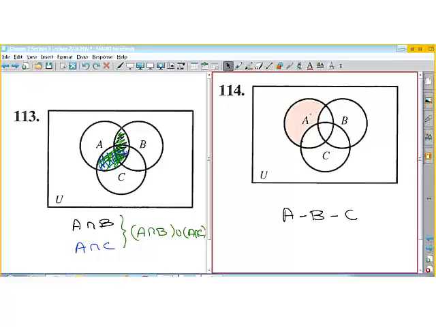All these parts that are out where it's just A is A minus B minus C, which is probably the same as A intersect B prime intersect C prime. I'm using that identity the other direction. So I did it one way, so there's no reason that I can't do it the other way.